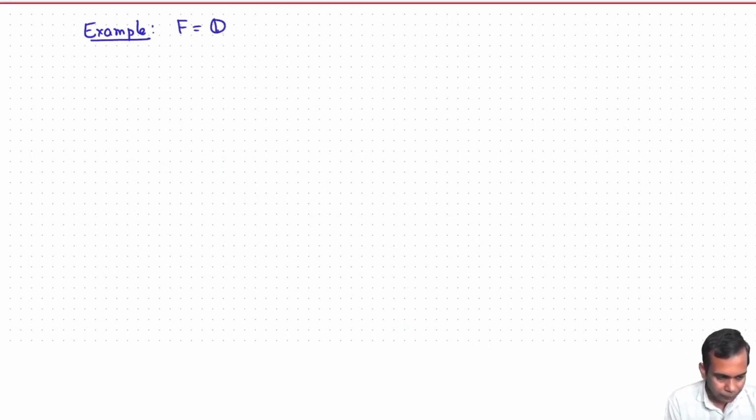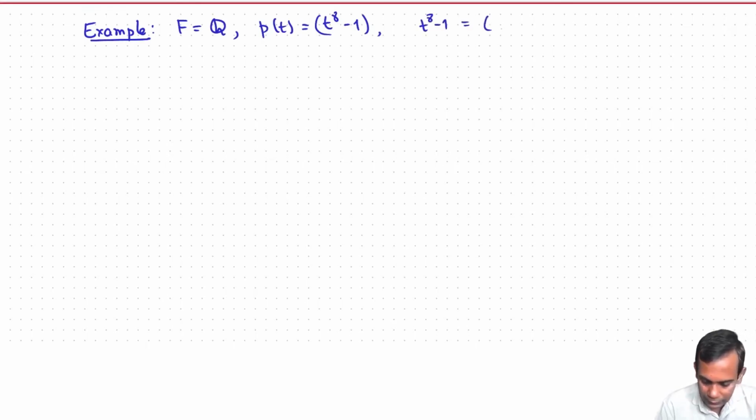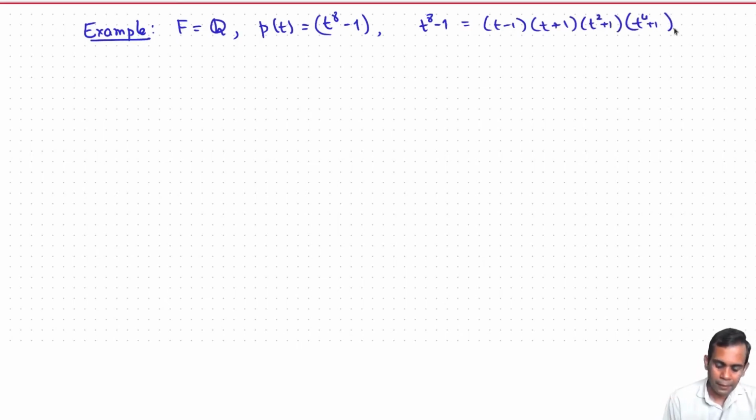F is Q, and let's take the same P(t) equals t to the power 8 minus 1. And once again we have this factorization, just copy it from last time. t to the power 8 minus 1 is (t minus 1)(t plus 1)(t squared plus 1)(t to the power 4 plus 1). And these polynomials t squared plus 1 and t to the power 4 plus 1 are irreducible over Q.